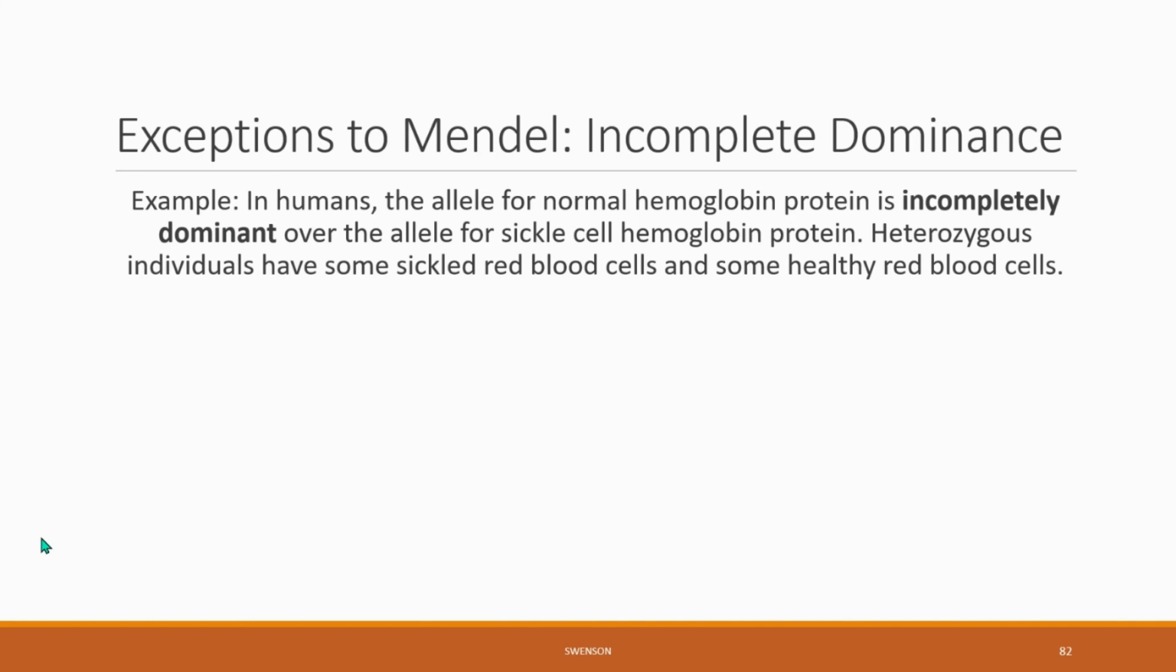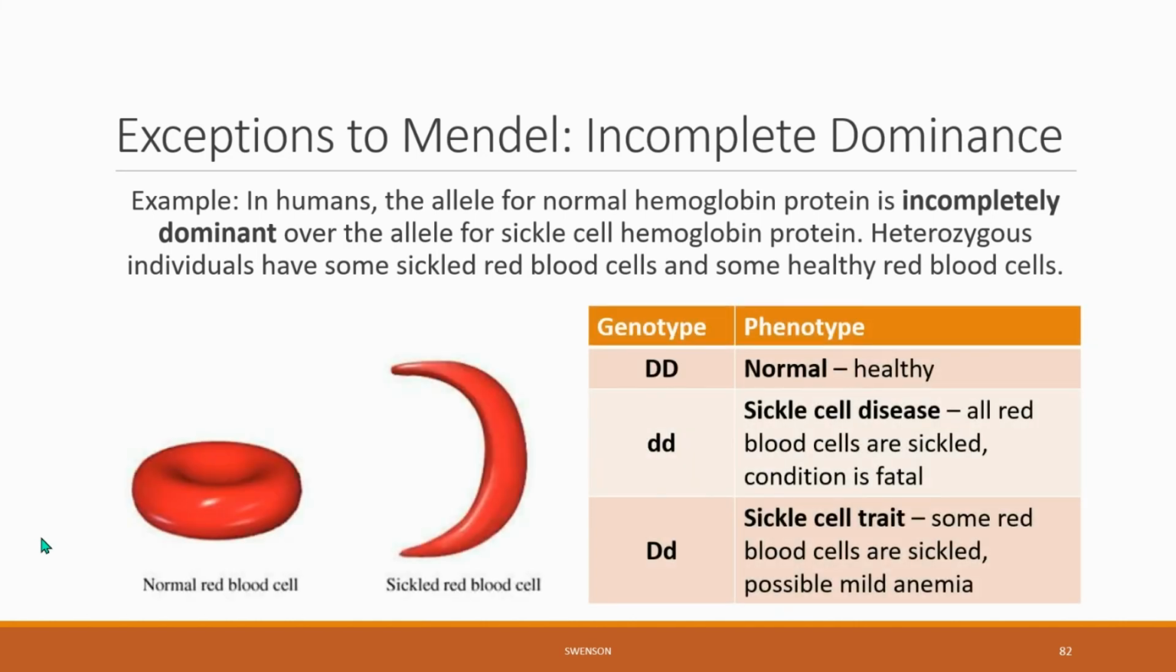An example of incomplete dominance in humans is sickle cell. The allele for normal hemoglobin protein is incompletely dominant over the allele for sickle cell hemoglobin protein. So heterozygous individuals who have both the normal and the sickle cell will have some sickled red blood cells and some healthy red blood cells. So this is incomplete dominance over the other. Homozygous for sickle cell disease leads to all red blood cells having a sickle cell shape, and the condition can be fatal.